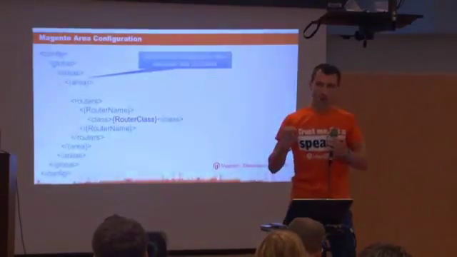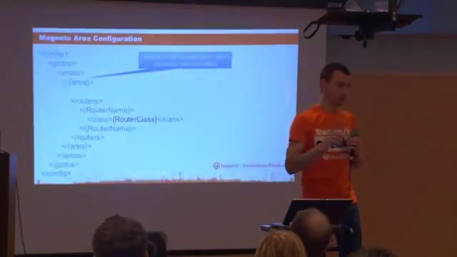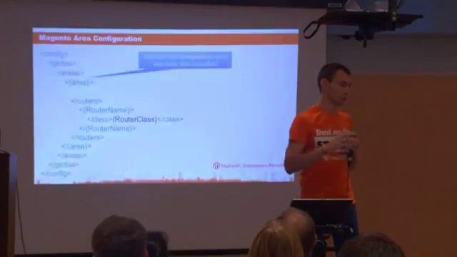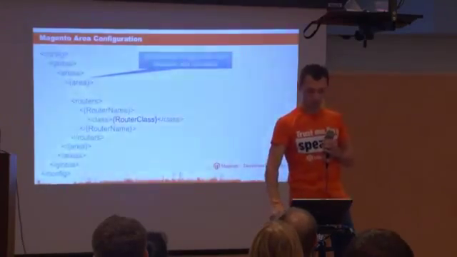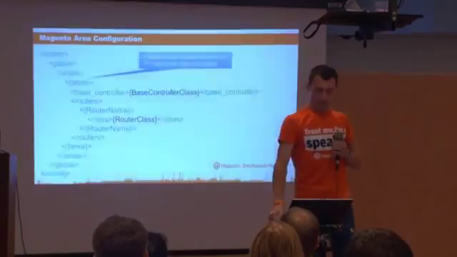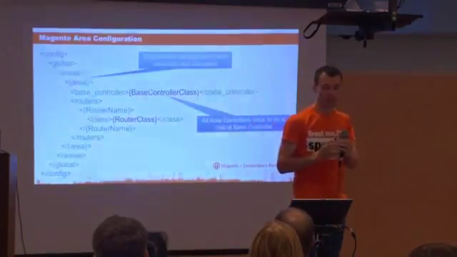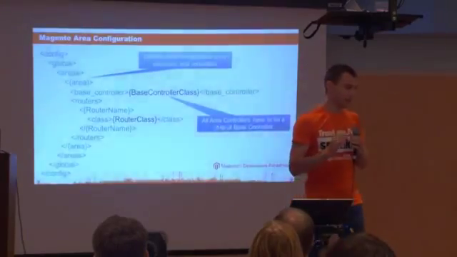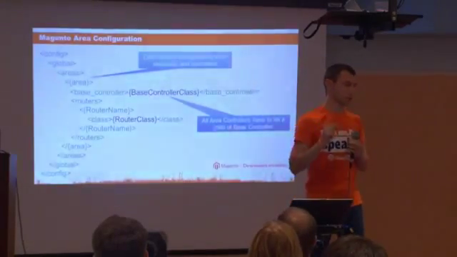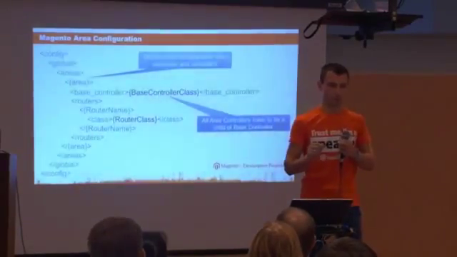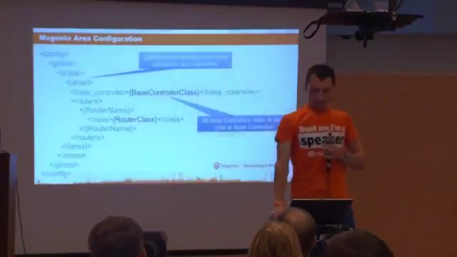Each area has to have at least one router, but you are allowed to have as many routers as you wish in each area. And base controller: all controllers that are represented in this area have to be a child of a base controller. Otherwise, this controller won't be accessible. Okay? Next.